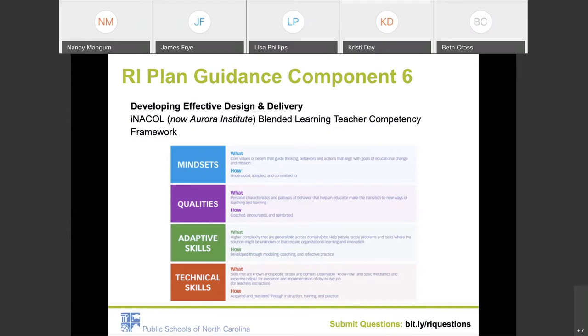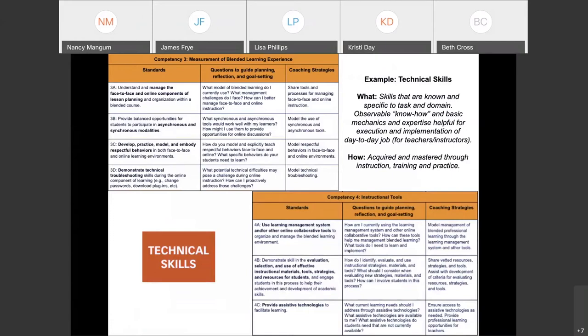On the next slide, I'm going to give you a quick example of what one of these competencies broken down looks like. Technical skills is one of the easiest ones for us to look at on a high level because it is very specific and easy to digest. Under each domain, there is a set of competencies. Within those competencies, when we think about design and delivery of instruction, we see standards, and you can think of these like NESIS standards that you can use as guideposts to plan for remote learning with teachers and administrative staff. For example, understanding and managing the face-to-face and online components of lesson planning within a blended course, questions that you can use to plan for that, and then coaching strategies as well.